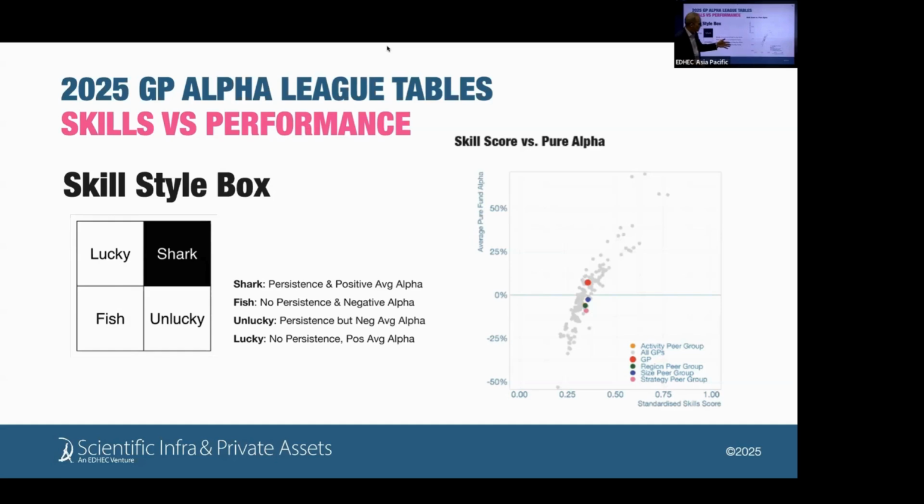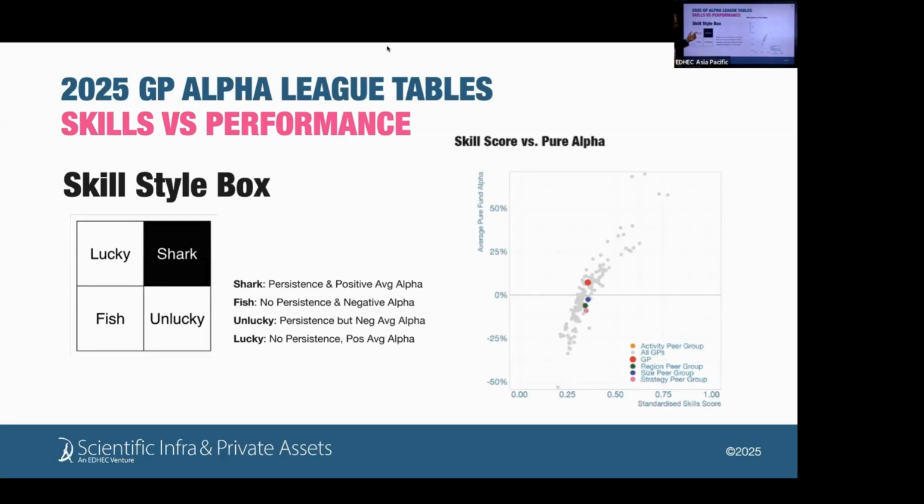And so all these funds will have here on the horizontal axis a certain level of skill, and on the vertical axis a certain level of alpha. In other words, you have fund managers that deliver a lot of alpha and are very skillful at delivering this alpha consistently, so we call them sharks.